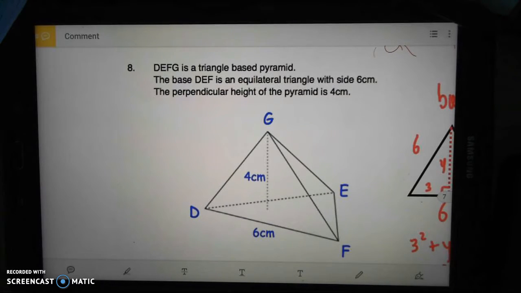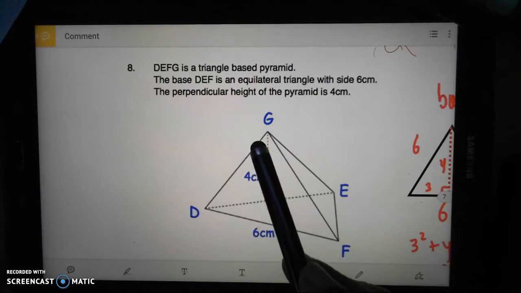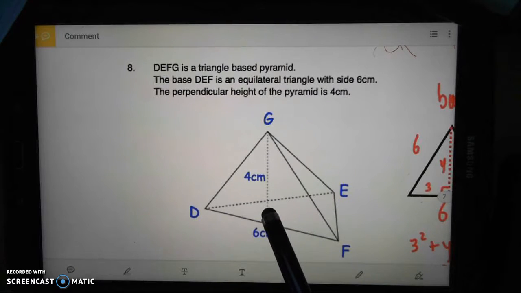And the perpendicular height of the pyramid is 4. So this height from here to here is 4. Remember that we always need the perpendicular height or the vertical height. We do not want the slant height.